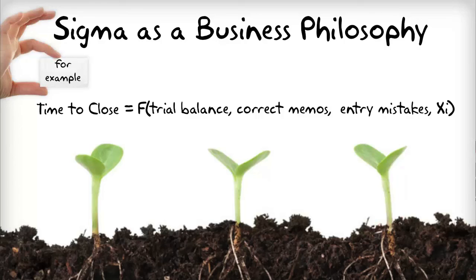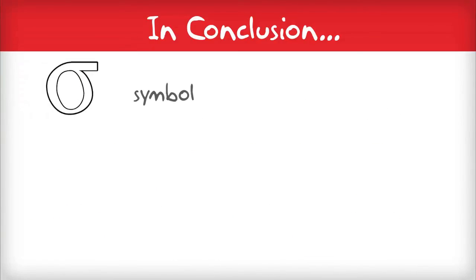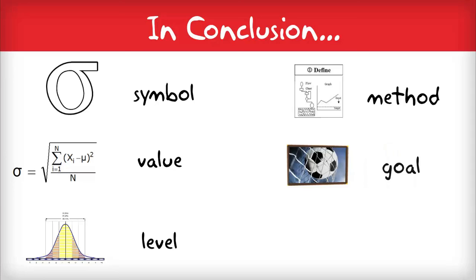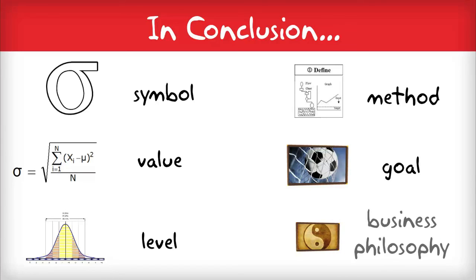Okay, we've talked a lot today. We've talked about DMAIC and other items in Six Sigma. So, if you want more review, feel free to review this video at a time that's convenient for you. To close, we talked about the following: Sigma as a symbol, Sigma as a value, Sigma as a level, Sigma as a method, Sigma as a goal, and Six Sigma as a business philosophy.